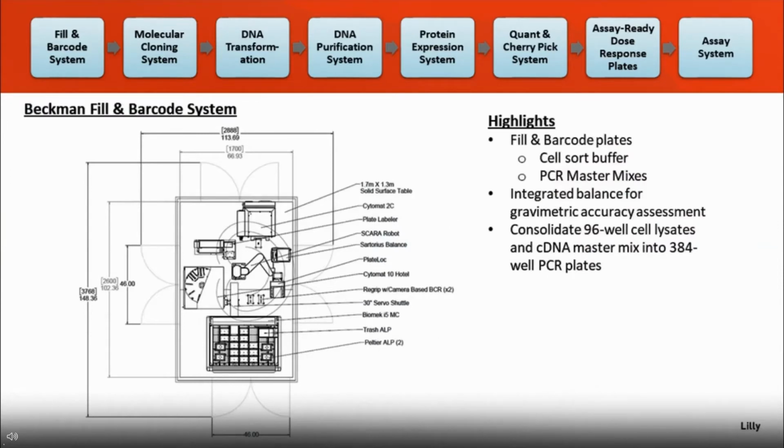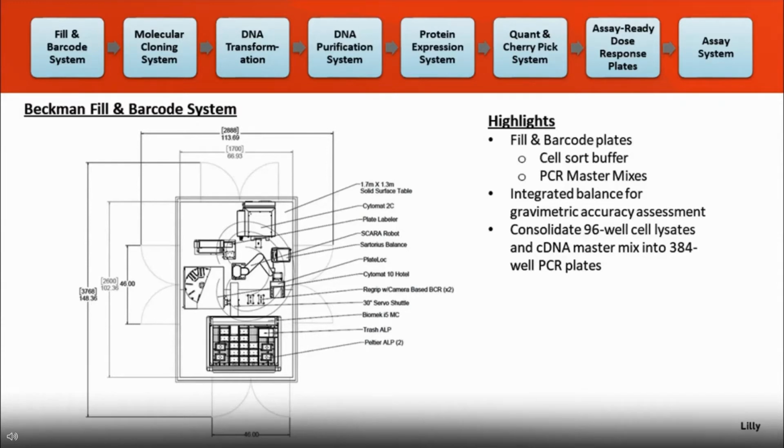So the first system I'll talk about is what we call the fill and barcode system we developed with Beckman. And this was essentially an automated liquid handler with a series of other third-party devices on there, such as a Cytomat, a labeler, a sealer. We added a balance recently. And really this system is designed to add reagents to plates, barcode or label those plates, seal them up to feed several platforms throughout our process.